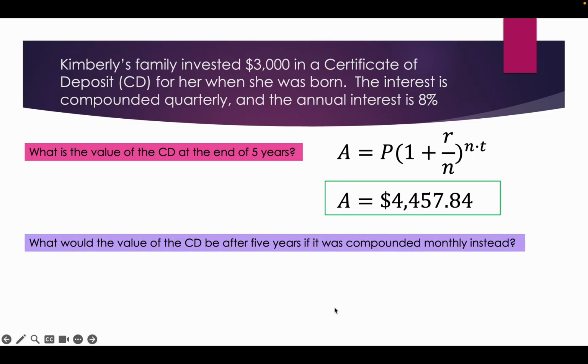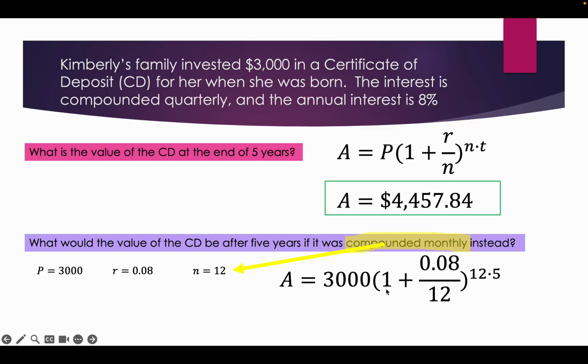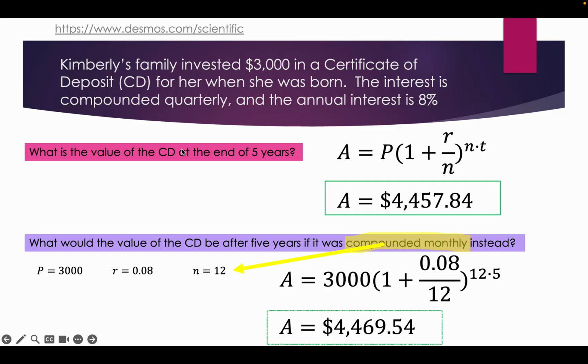Now, what would the value of the CD be after 5 years if it was compounded monthly instead? If it were compounded monthly, the only thing we're going to change is the n. Now it's 12. Compounded monthly implies 12 times a year that it's compounded. So in our formula, the only thing we're changing is putting a 12 in for n, calculate it out, and it'd be $4,469.54. So a difference of about $12 if it was compounded monthly as opposed to quarterly.